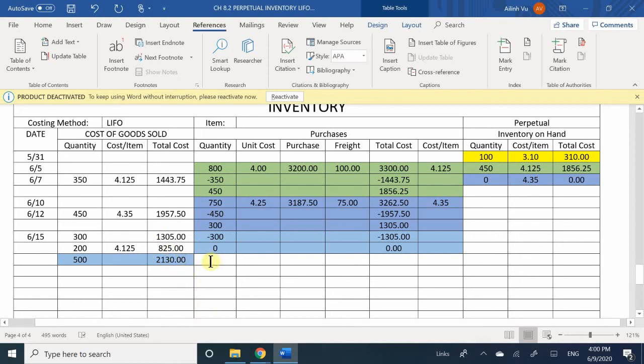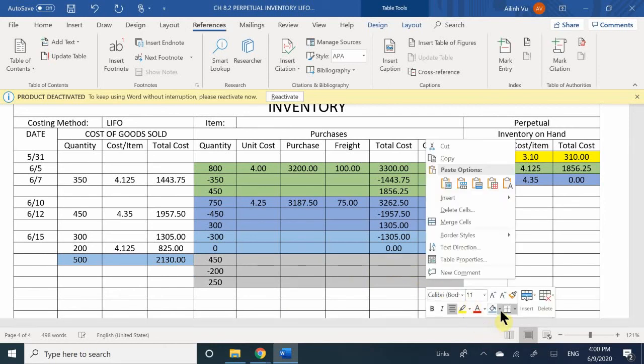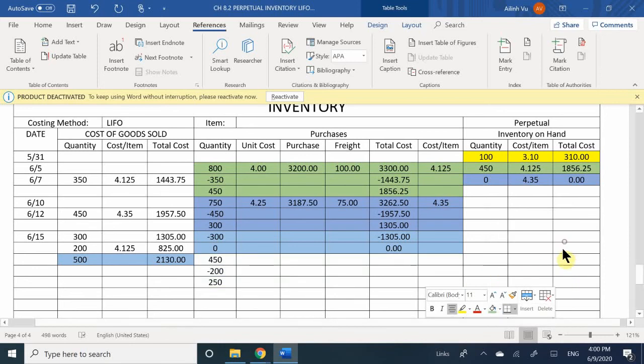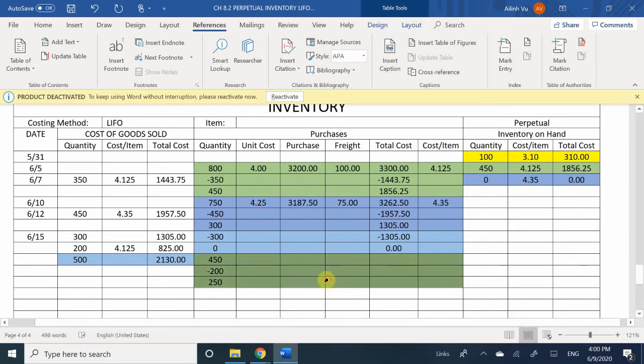All right, so now we need to take out from the green. So here, 450 minus 200, and we get what? 250. We get 250 remaining. So let's go ahead and highlight this, and we're going to make this green, or this nice awkward green.